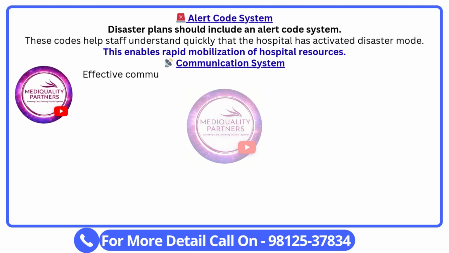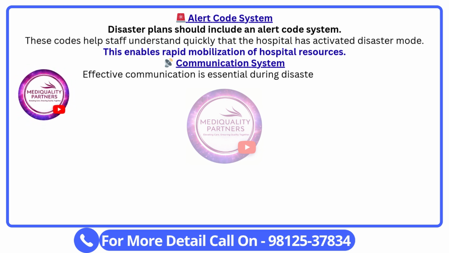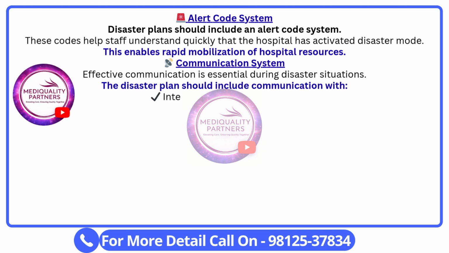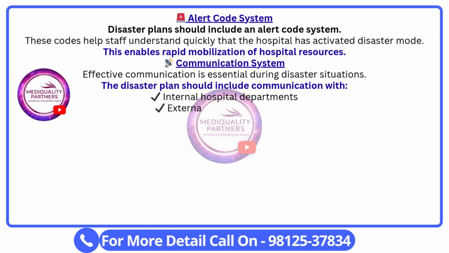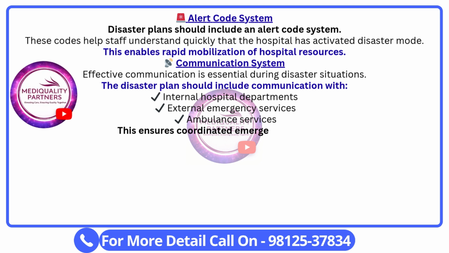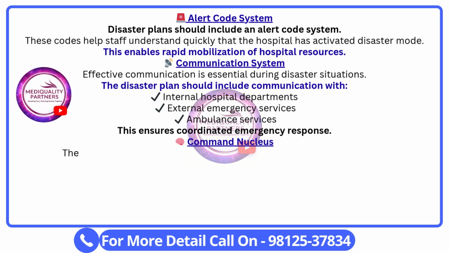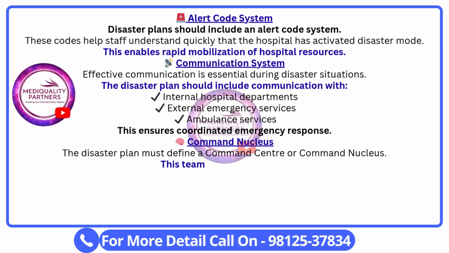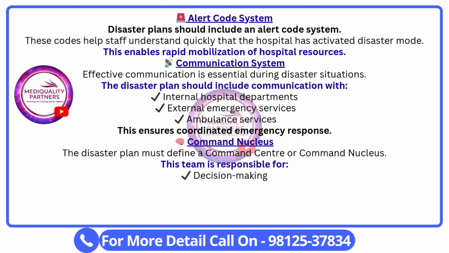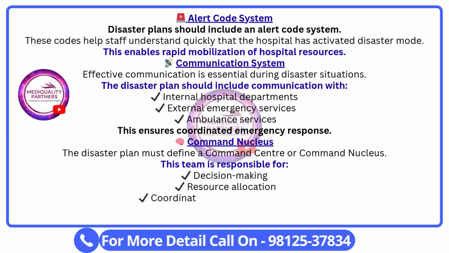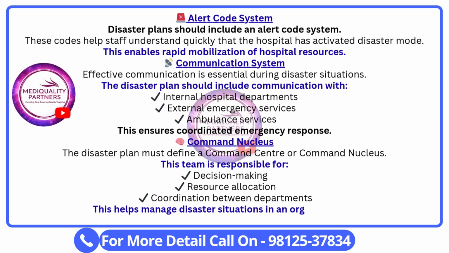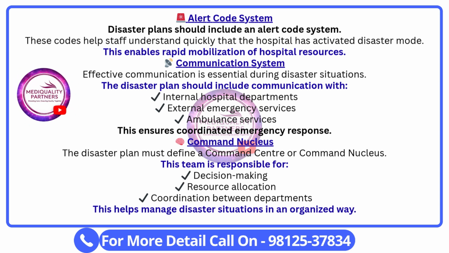Communication system. Effective communication is essential during disaster situations. The disaster plan should include communication with internal hospital departments, external emergency services, ambulance services. This ensures coordinated emergency response. Command nucleus. The disaster plan must define a command center or command nucleus. This team is responsible for decision-making, resource allocation, coordination between departments. This helps manage disaster situations in an organized way.